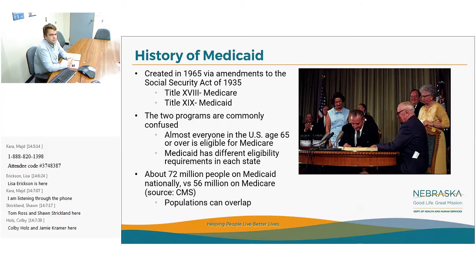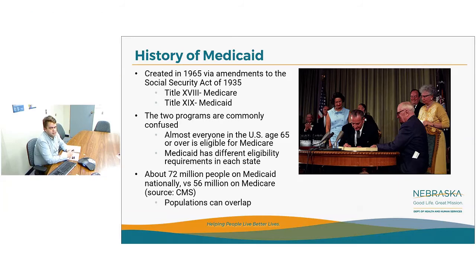And these are some statistics I pulled from CMS, which I will talk about in a little bit here, just to give you the size of the different populations of Medicare and Medicaid. About 72 million Americans are on Medicaid as of January of this year, and about 56 million on Medicare. Now there is a little bit of overlap between those 2 populations because it is possible that you are a senior citizen that might be low income and thus be eligible for both.